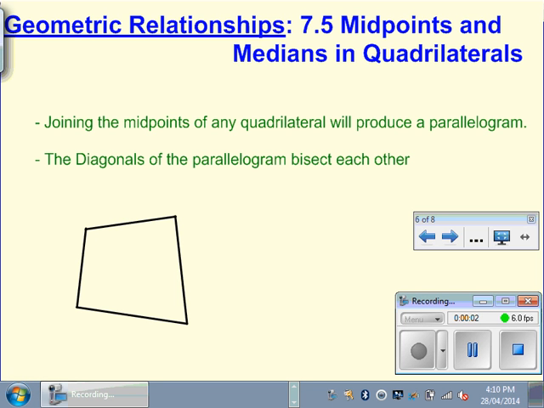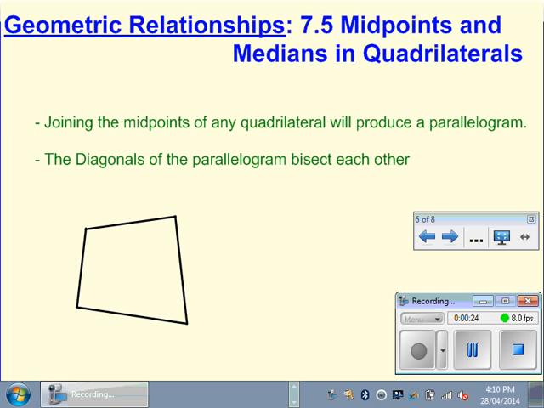Hello, this is Geometric Relationships 7.5, midpoints and medians in our good friends quadrilaterals. Now, there's only two main points to this topic today. The first one is that if I join the midpoints of any quadrilateral, I'm going to produce a parallelogram.